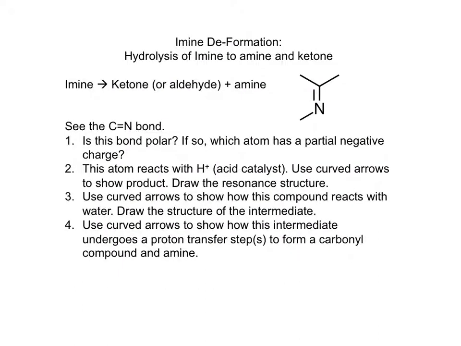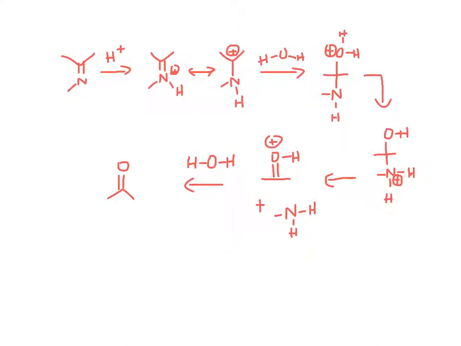We know how a ketone reacts with an amine to form an imine. So let's look at the reverse reaction, the imine forming a ketone and an amine. Stop the video and answer these 4 questions. So here are the answers. The C-N bond is polar. The nitrogen has a partial negative charge. And for questions 2, 3, and 4, here is the reaction mechanism.